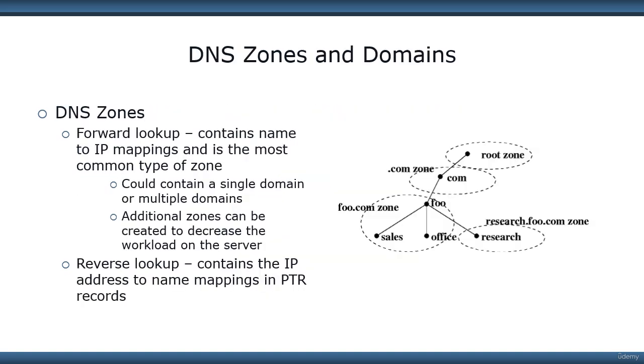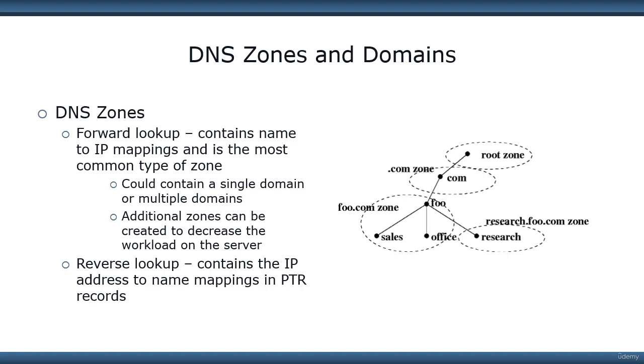All right, earlier I said the DNS zone is pretty much synonymous with the domain name. There are two kinds of zones: forward lookup zones and reverse lookup zones. Forward lookup zones contain name to IP mappings. That's the most common type. Now, I said it's synonymous. It could actually contain a single domain or multiple domains. It's really all about which servers are responsible for it.